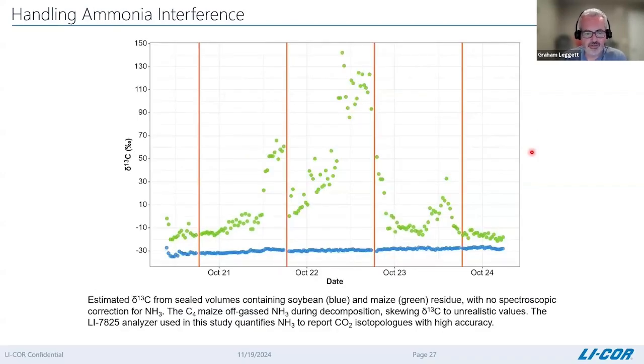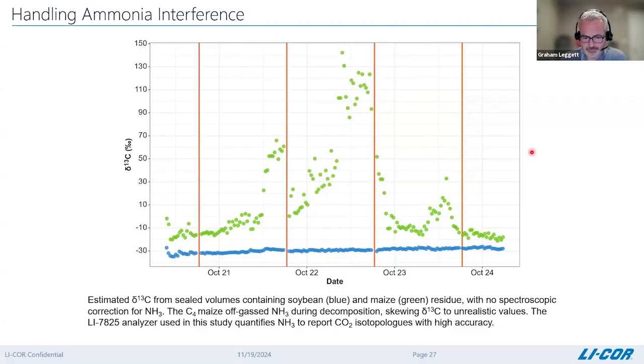The other issue that we have to deal with that I mentioned is ammonia interference, and that can be present in a variety of situations, for example, in an agricultural setting. But this is a nice example that was discovered during the experimentation. What you see here is estimated delta 13C from soil volumes containing soybean, which is the blue plot there, and maize, which shows the green data points. And this is with no spectroscopic correction for ammonia. So we haven't applied the correction in this case.